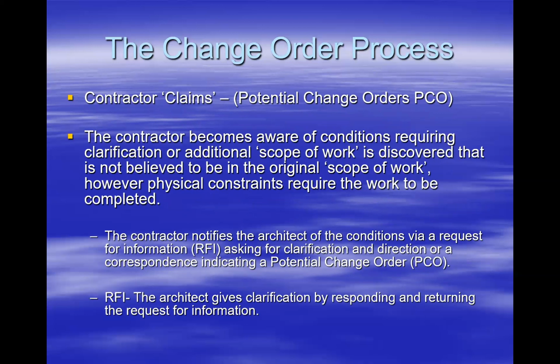So that's what those things end up becoming, is we notify our general contractor, our architect and our owner that we have potential change orders coming, or we're going to have a claim. Okay, so basically in this scenario, the contractor becomes aware of conditions requiring clarification, or additional scope of work has been discovered that we believe is not in the original scope of work.